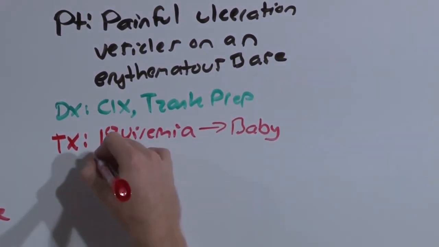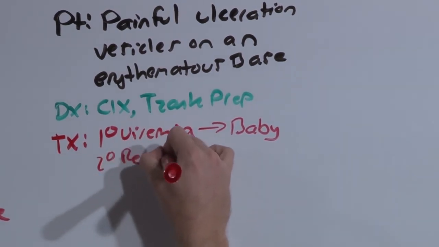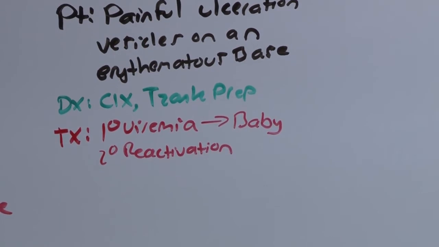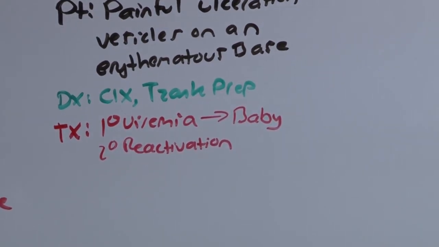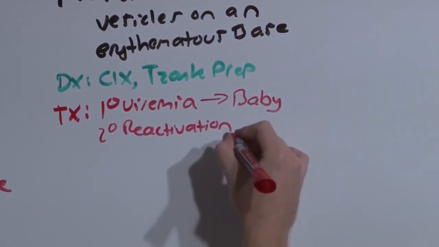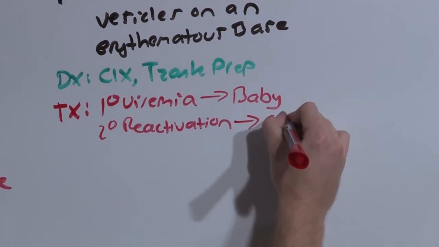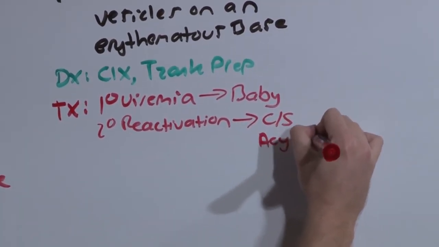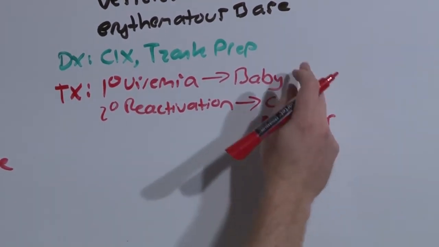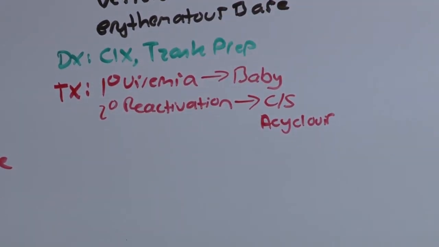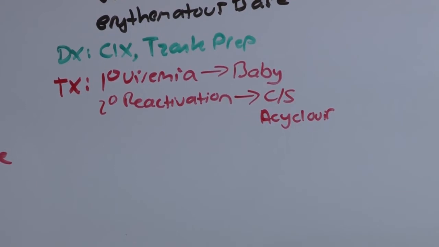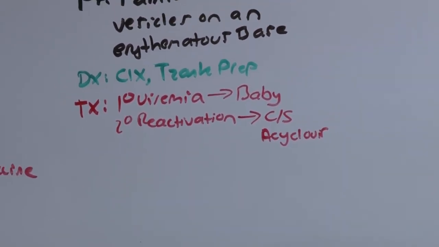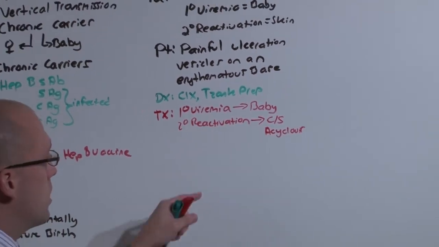But the secondary reactivation is only on the skin, generally on the genitals. So if baby never touches that lesion, baby doesn't get herpes. So the secondary reactivation is treated with C-section. And of course, you can control those lesions with acyclovir. So now that was herpes. Painless vesicles on an erythematous base, treat with acyclovir to control them. And if it's the primary viremia, there's nothing you can do. So counsel mom for safe sex practices.